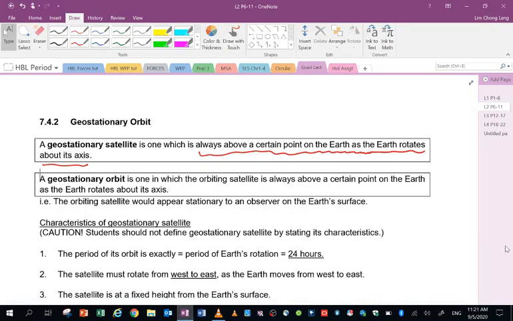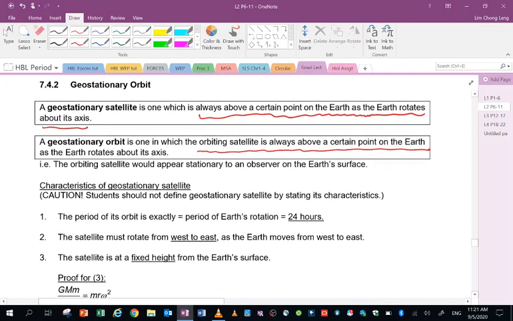Occasionally, the examiner asks you to state what a geostationary orbit is. So you have to modify what you know about a geostationary satellite. So you have to say a geostationary orbit is one in which the orbiting satellite is always above a certain point on the Earth as the Earth rotates about its axis. So you just make a slight modification.